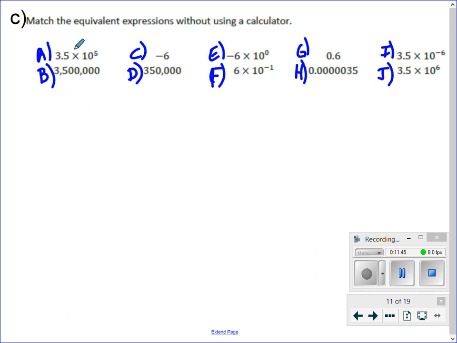So 3.5 times 10 to the 5. That tells me that it is a big number because 5 is positive. Well, this one's a big number, but there's 1, 2, 3, 4, 5, 6. So it's not B, so it's actually D. If I move the decimal place right here, 1, 2, 3, 4, 5. So that one is equivalent to 350,000.